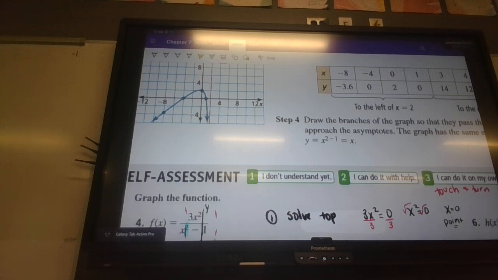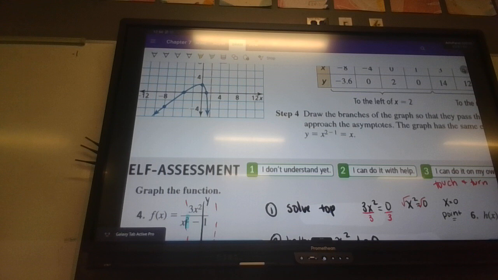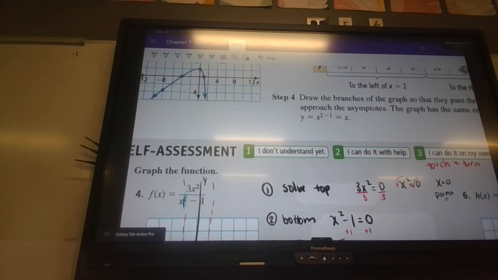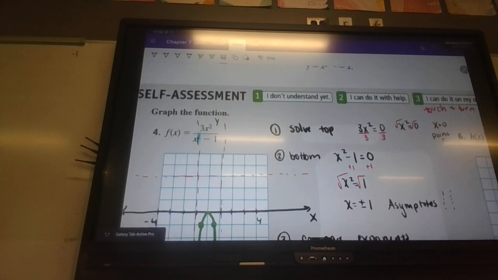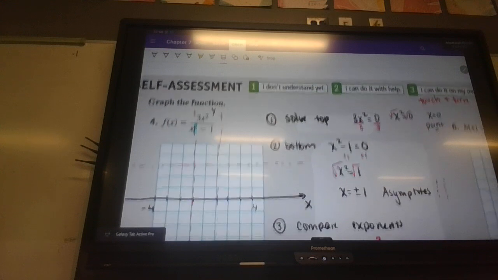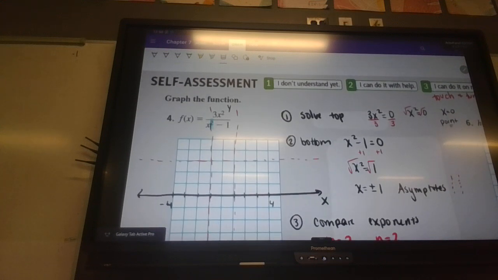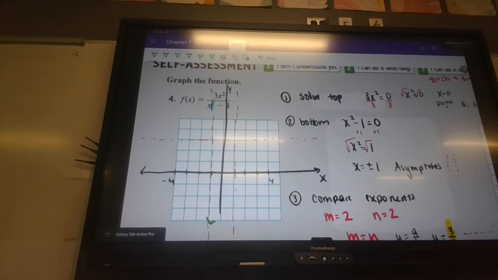Whenever x squared results in an ordered pair, you do have that where it'll just touch the axis and turn. So when you solve the top here to get your x-intercept, that is a point, and it's a point where the line will bounce and come down. All right. If you have your own graph paper, go for it.